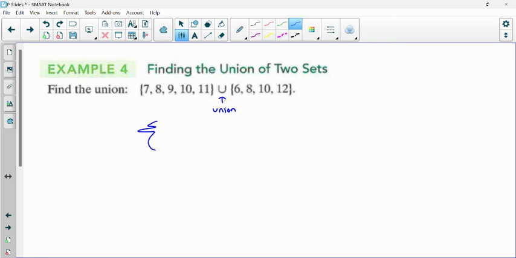So I'm going to write 7, 8, 9, 10, 11. Those are all in the union. And then I also have to include anything that was in the second one. 6, 8, 10, 12. Now, what I don't want to do is write the numbers twice. So if you notice, 8 and 10 are in both. I don't want to write two 8s and two 10s, okay? Because we're just saying what is in either one of them. So I'm going to start with the 6, the 7, the 8, the 9, the 10, 11, and then 12. I do not want to write, even though 8 was in both, I'm only writing one of the 8s. And I'm only writing one of the 10s.